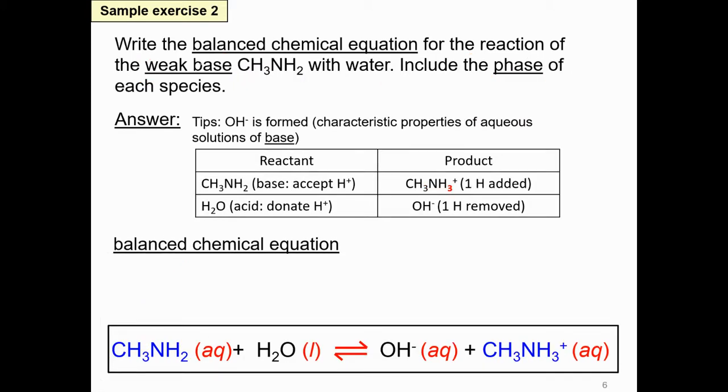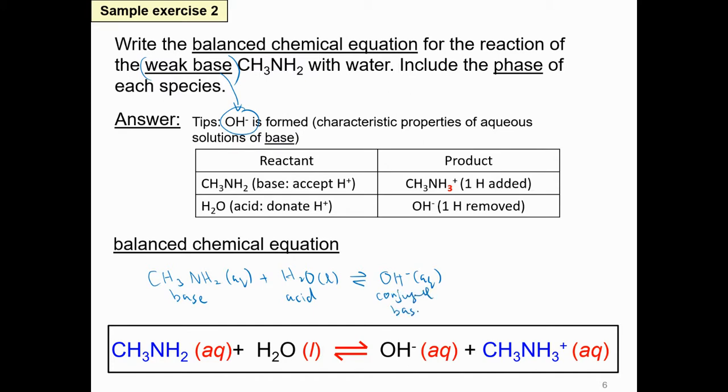Let us try weak base. For weak base, it's the same step. We write down CH3NH2 plus H2O, water. Remember, if it's a base it will produce OH minus. That's why I write down OH minus first. In this case, CH3NH2 is a base, so H2O will react as acid.